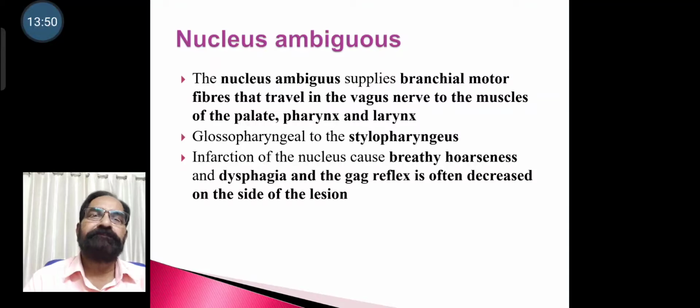Nucleus ambiguus. The nucleus ambiguus supplies branchial motor fibers that travel in the vagus to the muscles of the palate, pharynx and larynx. The nucleus ambiguus also supplies stylopharyngeus through the glossopharyngeal nerve. Infarction of the nucleus can cause breathy hoarseness, dysphagia, and the gag reflex is often decreased on the side of the lesion.